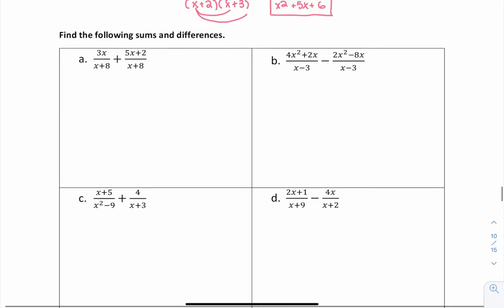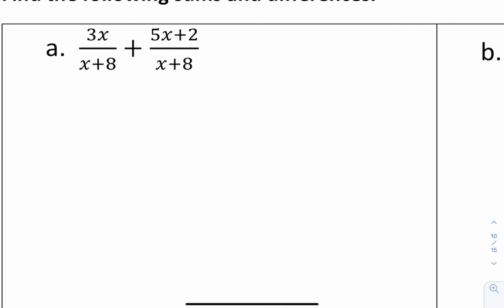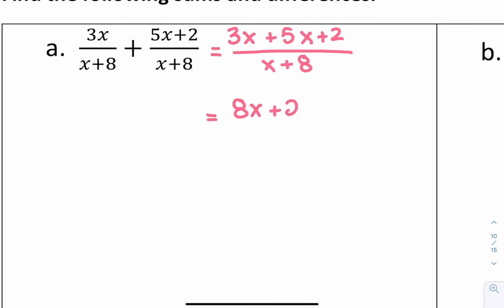Let's go practice a few more of these so we can really get the idea straight. So the first thing we check is, is there a common denominator? In this first problem, there is a common denominator. It's x plus 8. So I can just combine the numerators and keep the denominator the same. I'm not going to add the denominator. I'm just going to keep it the same. Now I combine like terms. So 3x plus 5x is 8x plus 2 all over x plus 8.